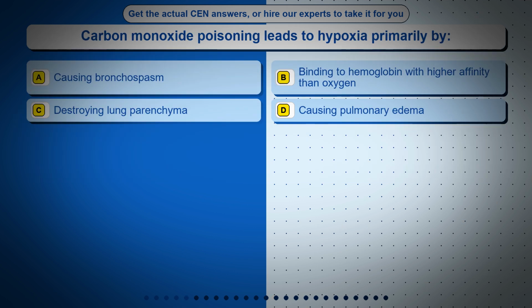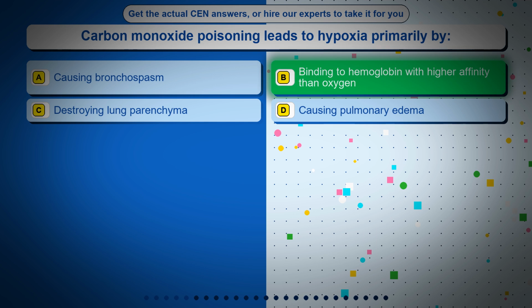Question 5. Carbon monoxide poisoning leads to hypoxia primarily by Option A. Causing bronchospasm. Option B. Binding to hemoglobin with higher affinity than oxygen. Option C. Destroying lung parenchyma. Option D. Causing pulmonary edema. The correct answer is option B.